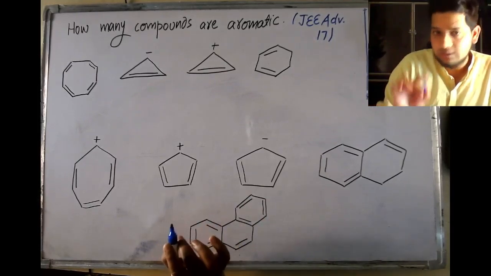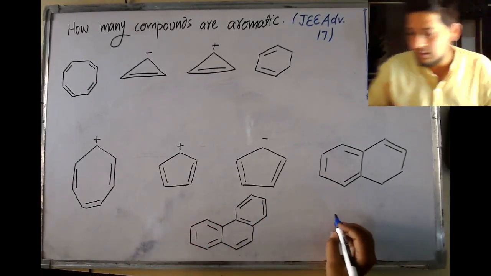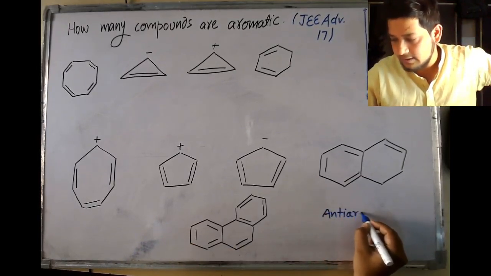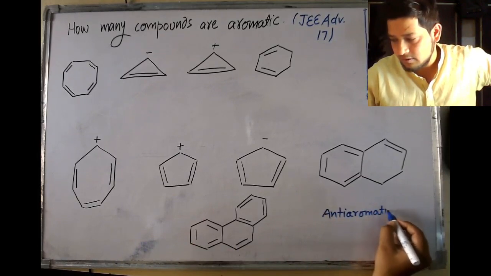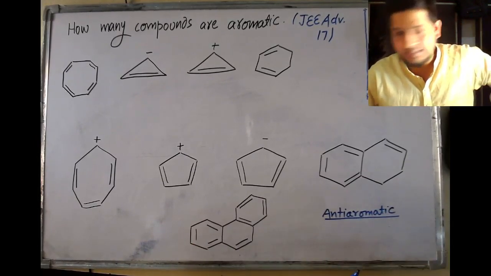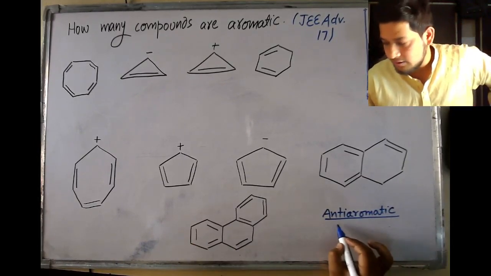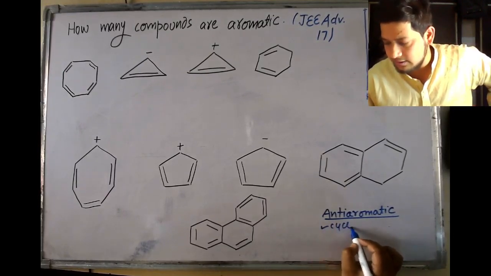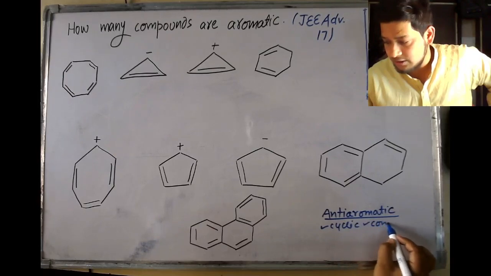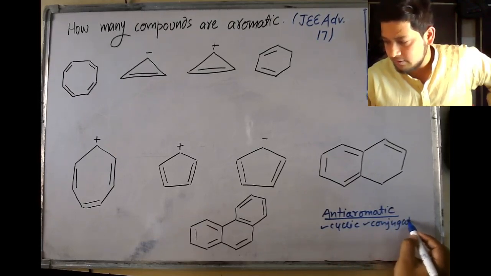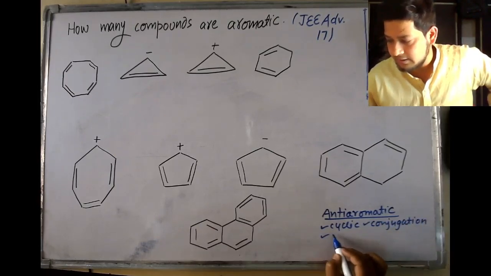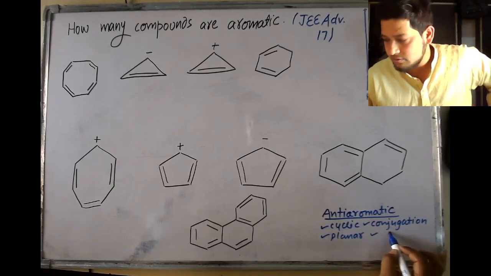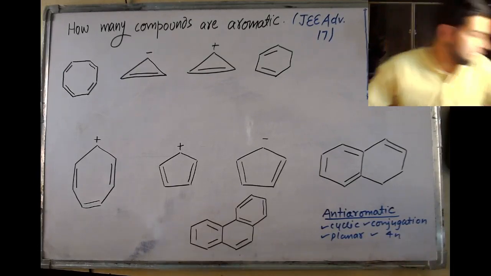One more thing we need to know is about the anti-aromatic species. If you are looking for something anti-aromatic, look here. It contains all the essential conditions. It is cyclic, it has complete conjugation, it is planar, but it follows the 4n format.